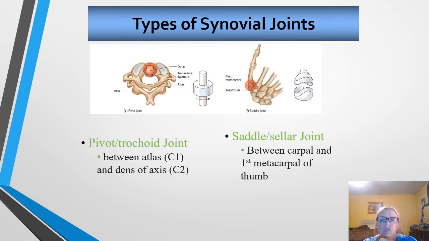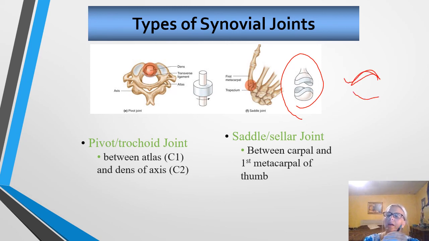Next, we have a pivot joint or a trochoid joint. Pivot, and this is like the axis and atlas, where one pivots around the other, okay? So it's between C1 and the dens of C2. And then we have the saddle or sellar joint, which is kind of interesting. If you look at the picture there, that's really hard to describe, but it's between the first metacarpal of the thumb. And so that's one of the reasons we can move the thumb the way we can. But if you look at that, it kind of cups together, okay? It fits together like that.